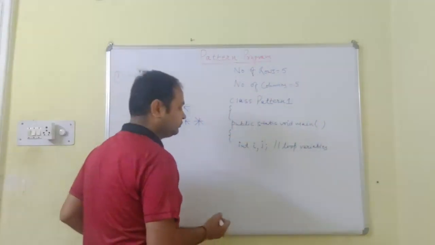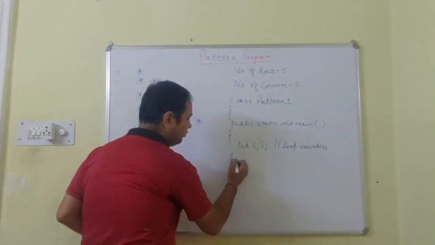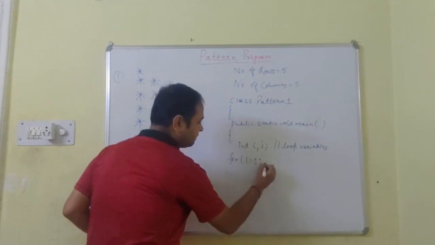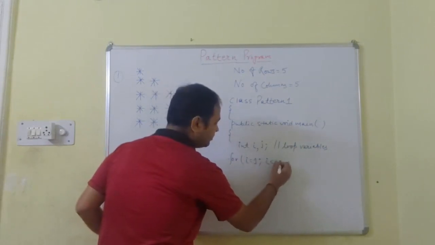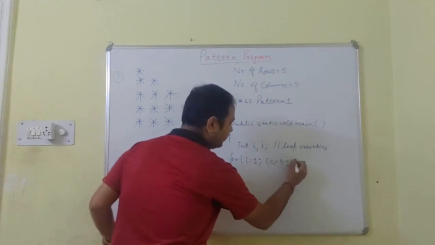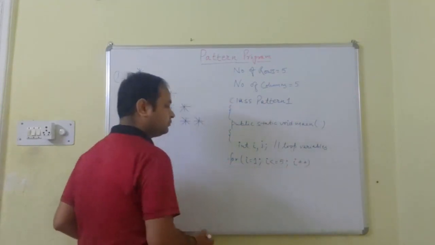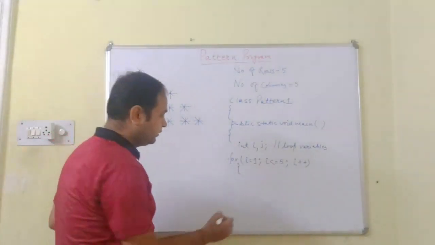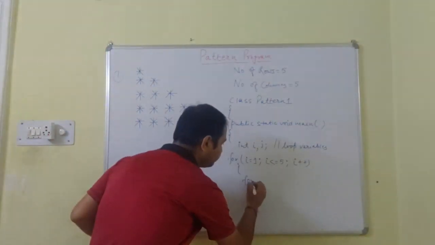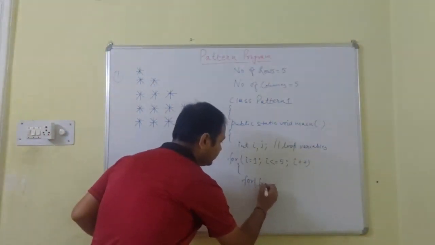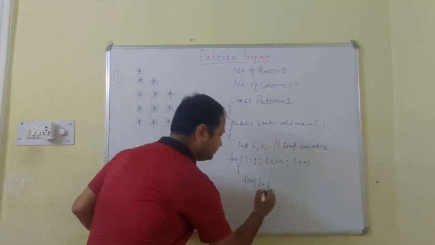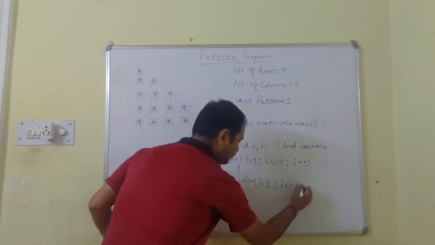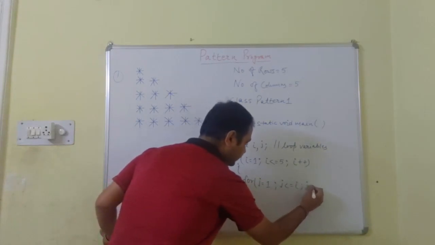Okay. For the outer loop, I run a for loop: for i equals 1, i less than or equal to 5, i plus plus. Then I open the outer loop bracket and I write for j equals 1, j less than or equal to i, j plus plus.